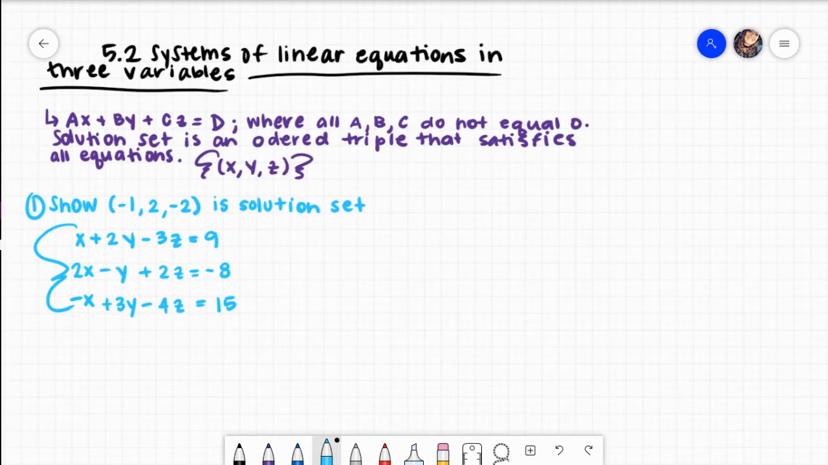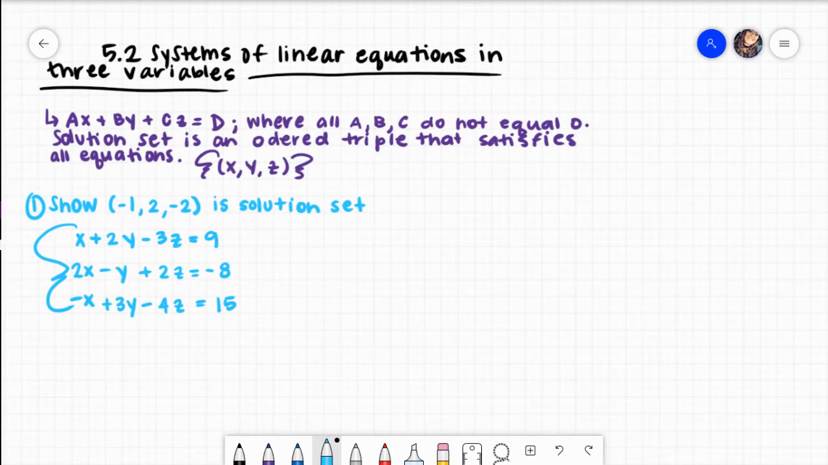Okay, so 5.2 is systems of linear equations in 3 variables. So the way that our equations will look is ax plus by plus cz equals d. This is where a, b, and c do not all equal 0. Okay, your a can be 0, your b can be 0, your c can be 0, but all of them cannot equal 0.